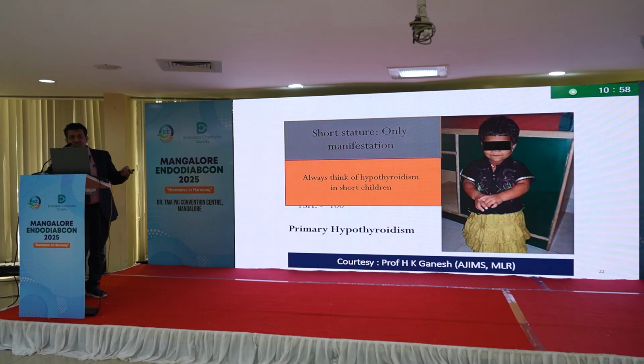So coming to some cases which I have seen and also Dr. Ganesh sir has shared with me. One child presents with a very short stature, and that child presented late to us, around 10 years of age, and the child had TSH of more than 100. So one of the indications you should screen is short stature. This may be the monosymptomatic presentation, one case which I have seen.